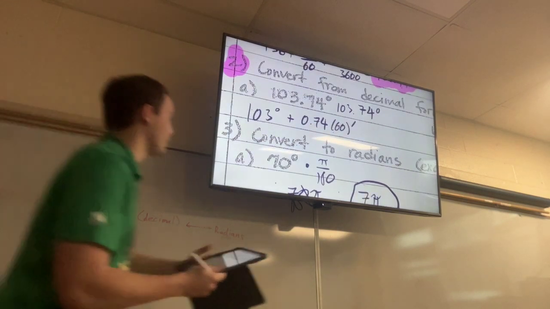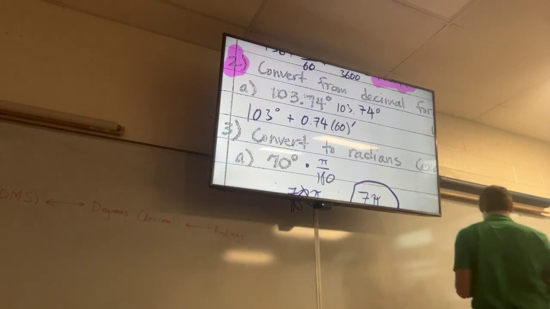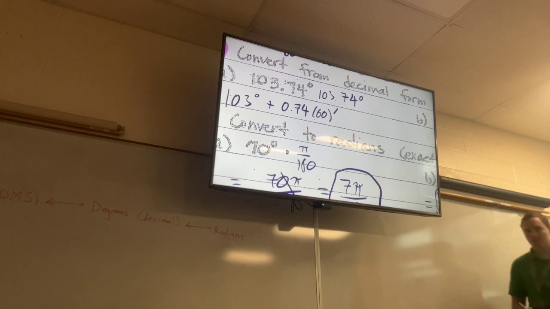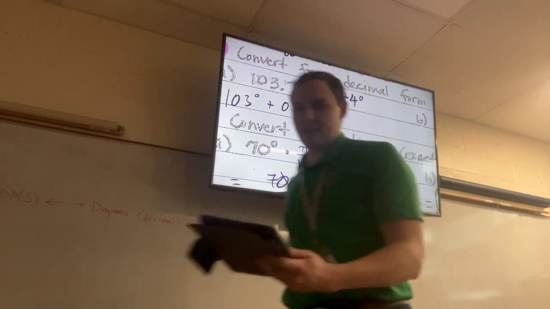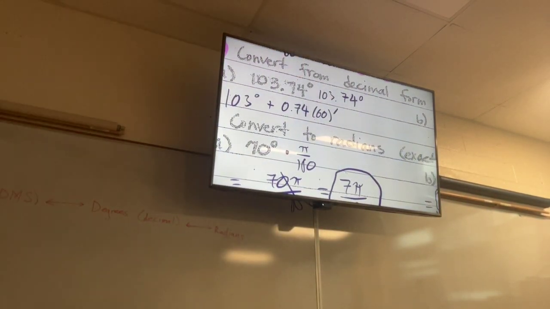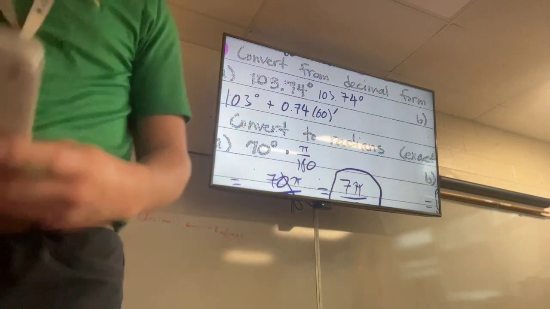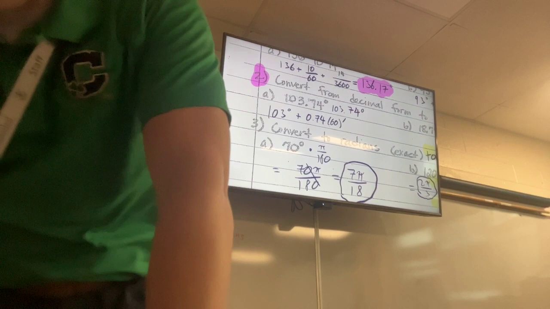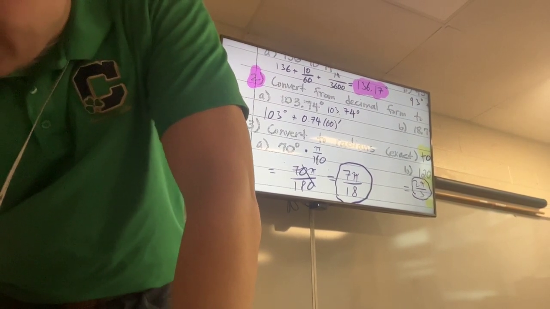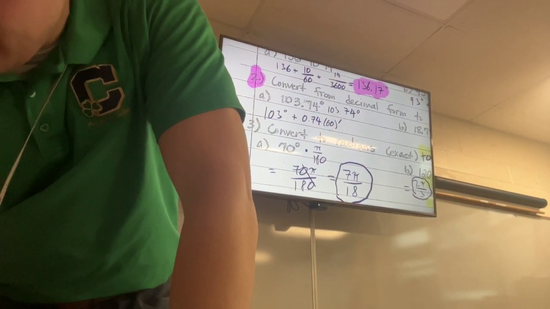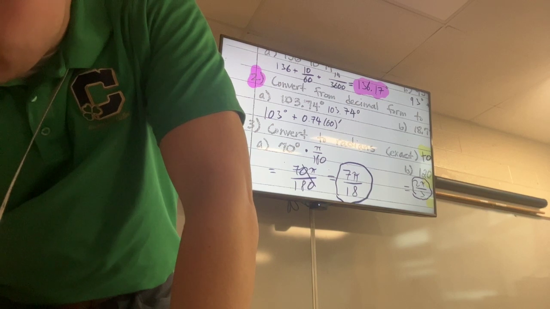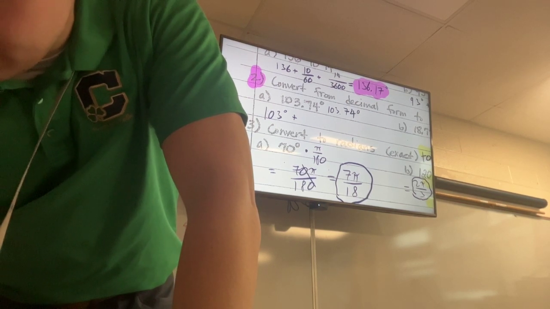That little apostrophe mark is just a symbol that means minutes. So let's use our calculators to see how many minutes are in 0.74 degrees. 0.74 times 60 is 44.4, so we're going to have 44.4 minutes.